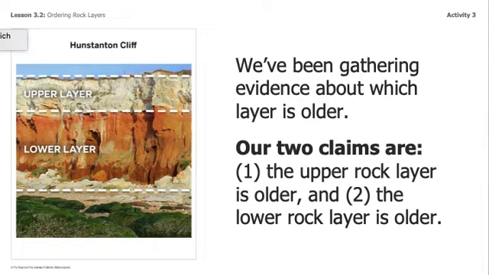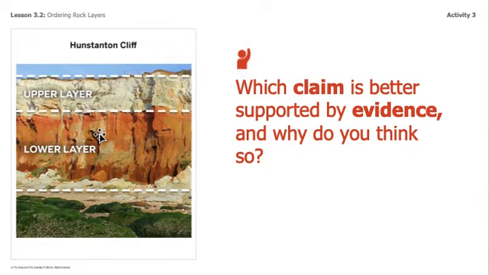So our two claims are, one, the upper rock layer is older, this one here, and two, the lower rock layer is older. Which claim is better supported by evidence, and why do you think so? Think about the videos that you watched, and also think about the pile of coats. It's very, very similar to rock layers. When they came to the party, the coats were all piled up on top of each other.